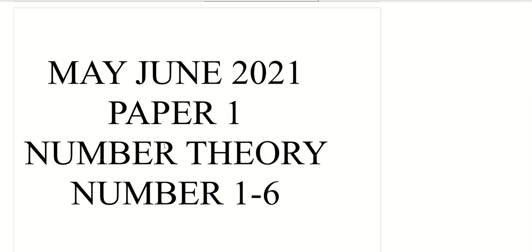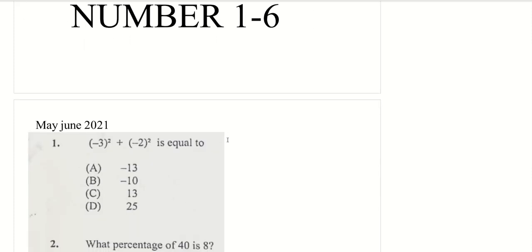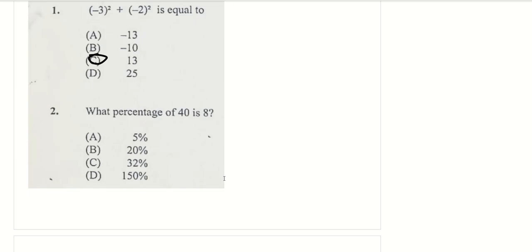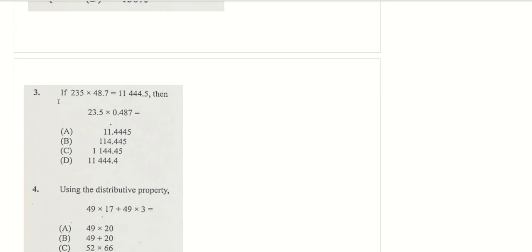Okay, so now we're going to do May June 2021 number theory 1 to 6. This first one, they love to bring this question. We saw this about 3 or 4 times already. The answer is C. What percentage of 40 is 8? We did this question already. 20%.